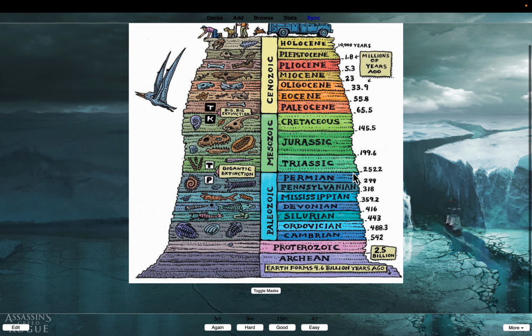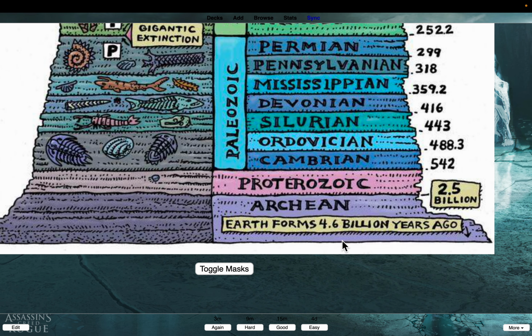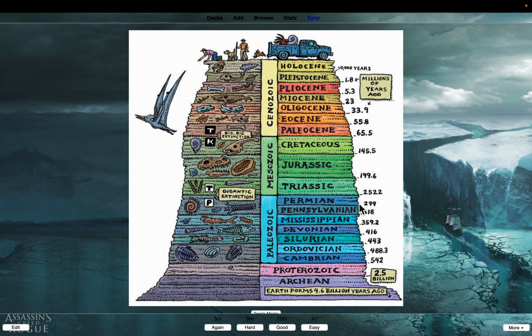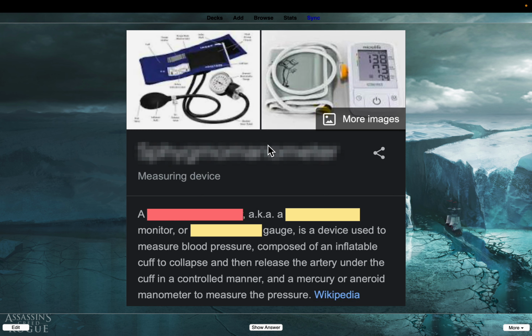So that's it. Earth has formed 4.6 billion years ago. After its formation came forth the Archean. Okay. This is Cenozoic. Okay.